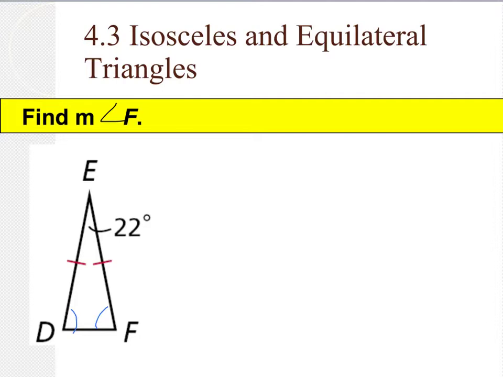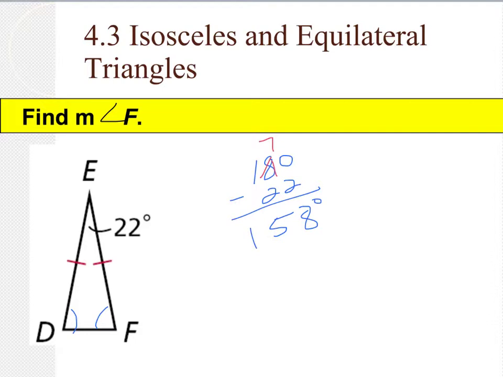Alright, so now what we do is we take 180 and we're going to subtract 22. When we subtract 22, we get 158 degrees. Now, what does that tell us? Well, that tells us that both of those angles, D and F, add up to equal 158 degrees. We also know that D and F are both half of 158 degrees. How do we know that? It's because those are our two missing angles and they are equal to each other. They are exact half of 158.